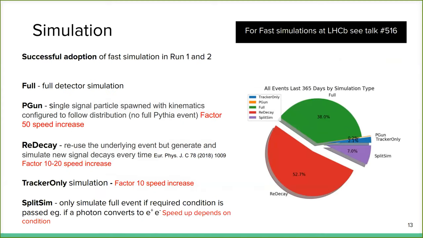And already in Run 1 and Run 2, we've had a really successful adoption of some of these. So you can see in this pie chart here, 38% of our simulation still goes to full simulation, but 53% now uses ReDecay. And LHCb has really taken up ReDecay in a big way. It essentially reuses an underlying event, maybe 100 times, but generates and simulates a new signal decay for each event. So you can see speed increases of a factor 10 to 20 here. There is a dedicated talk to this, talk 516 by Adam Morris, about how LHCb is using these.